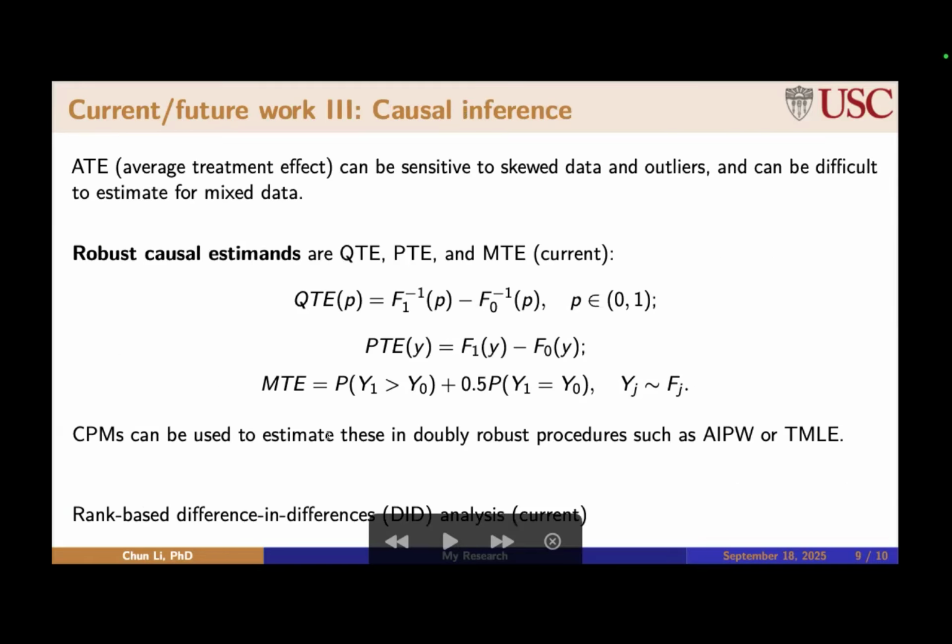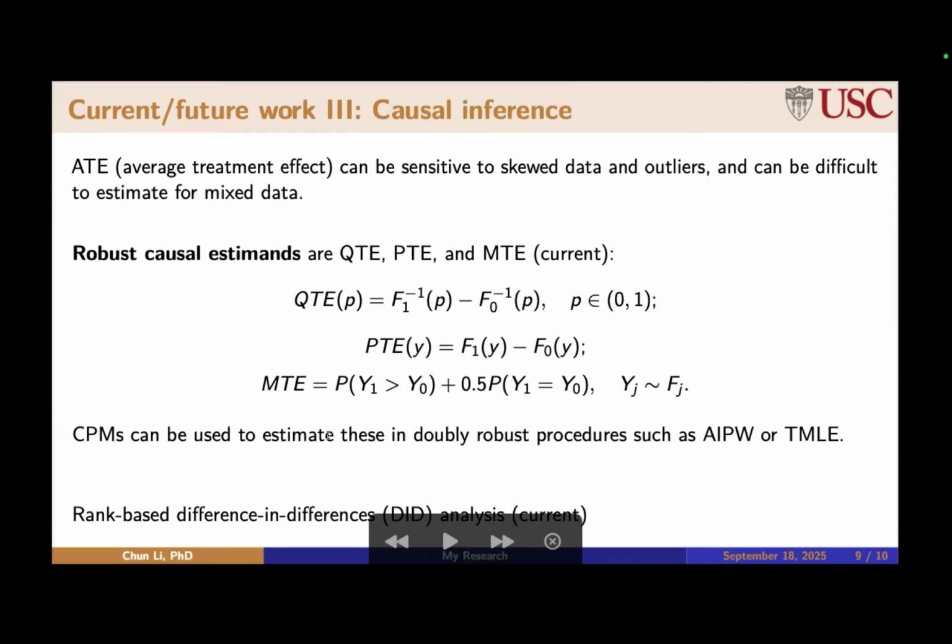And the last one is in causal inference. In causal inference, people talk about ATE a lot, or sometimes ACE. They stand for the same thing. ACE stands for average causal effect. Again, like many statistics, ATE is sensitive to skewed data and outliers, and can be difficult to estimate when you have mixed data. So alternatively, we could have robust causal estimates like these three. And currently, we are basically putting the CPM model into estimating these things in a fashion that's doubly robust, like the AIPW estimators or TMLE estimators.